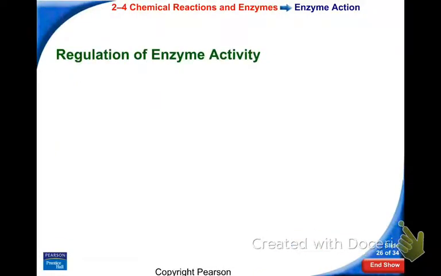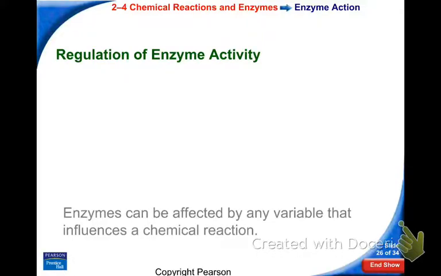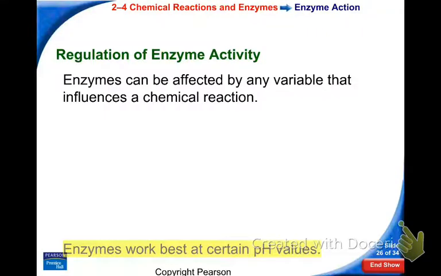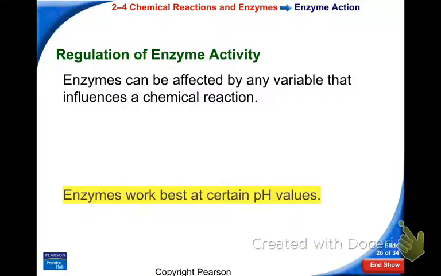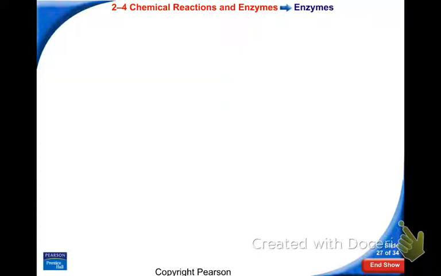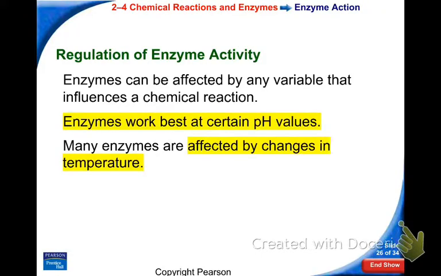How are enzyme activities regulated? What kind of things control how often or how quickly enzymes are going to react? So enzymes are going to work best at specific pH values, not too acidic, not too basic. Enzymes will work best at specific temperatures. Those are the two parameters that are really, really important, and those are the two that we're going to look at when we do a virtual lab in the next couple of days.